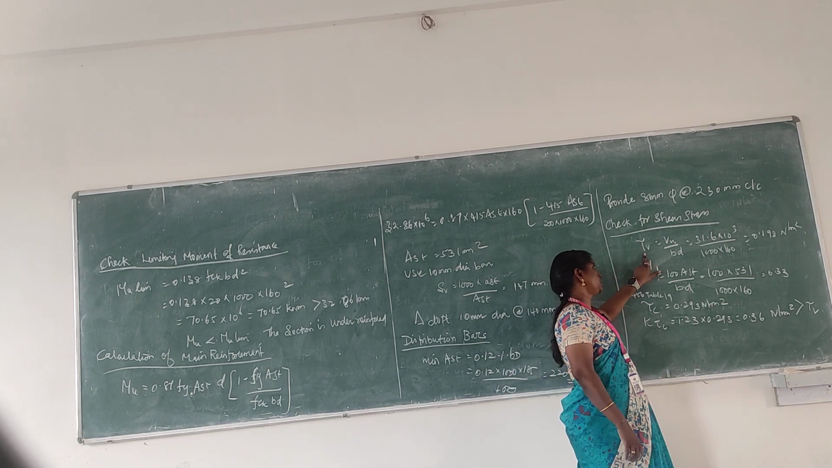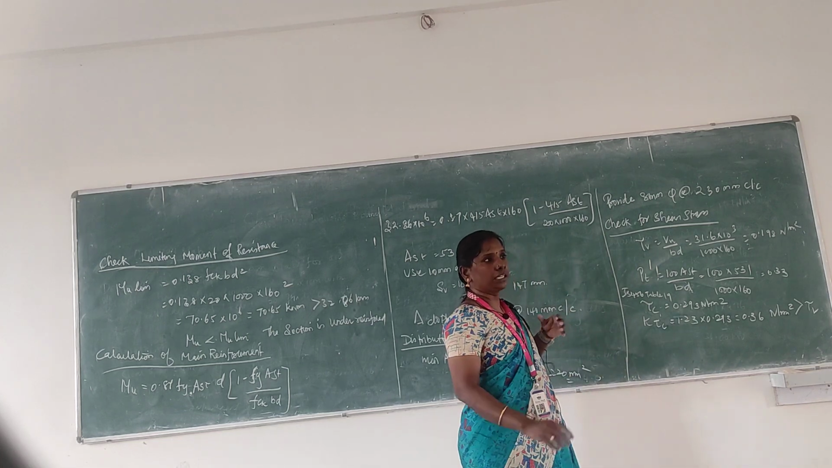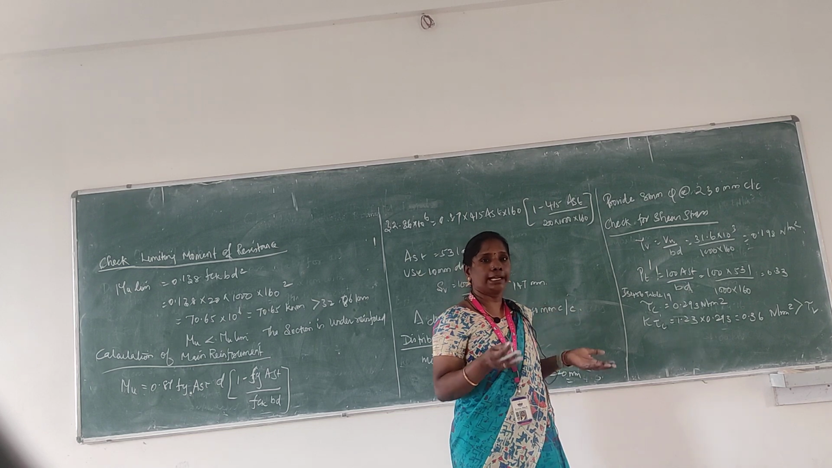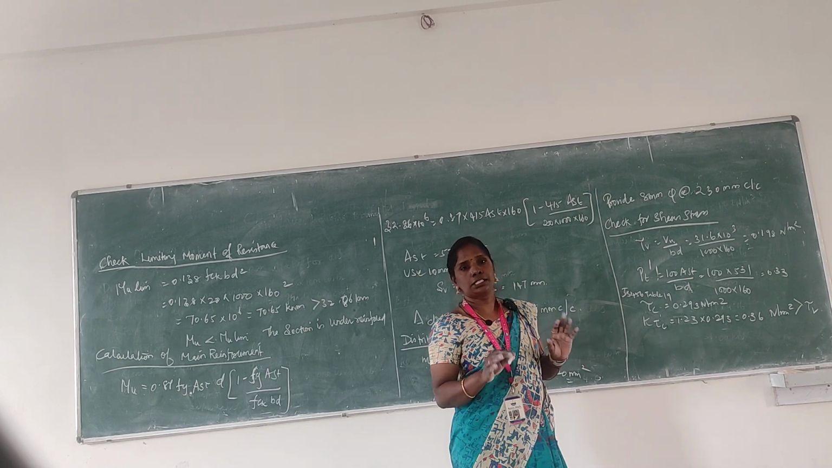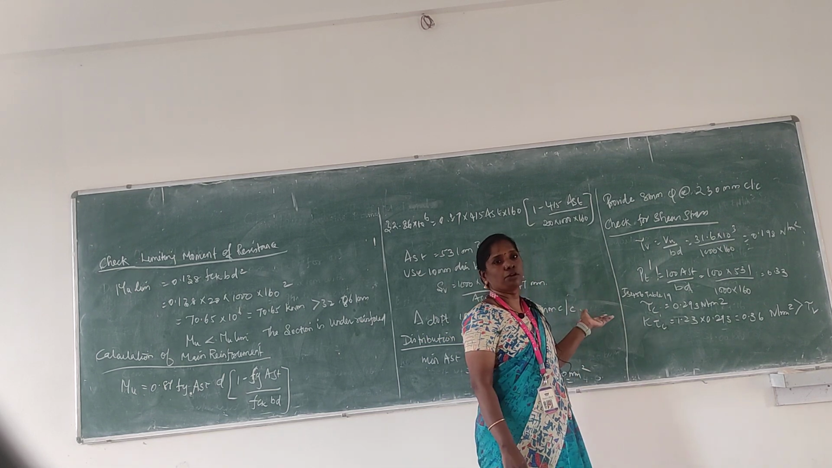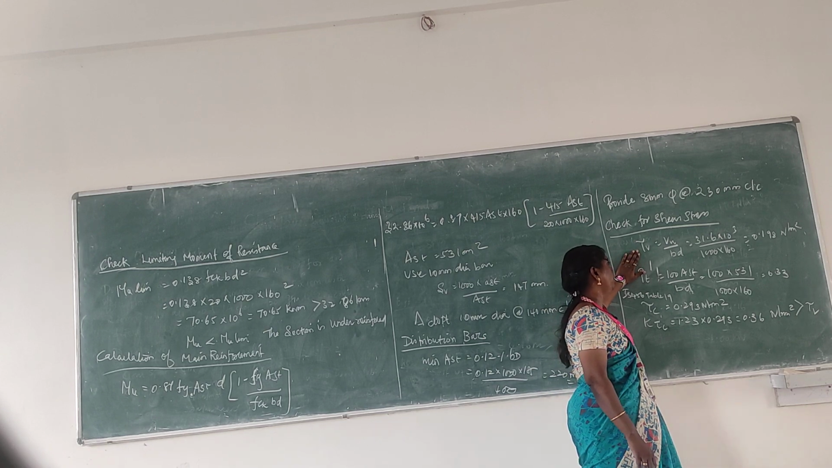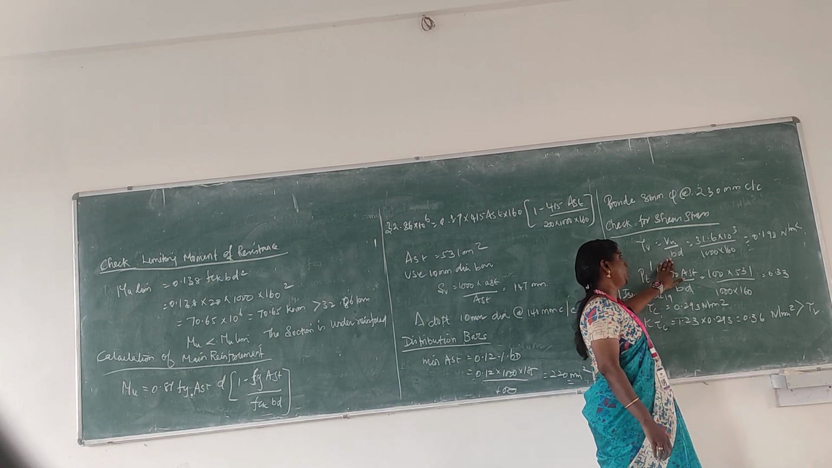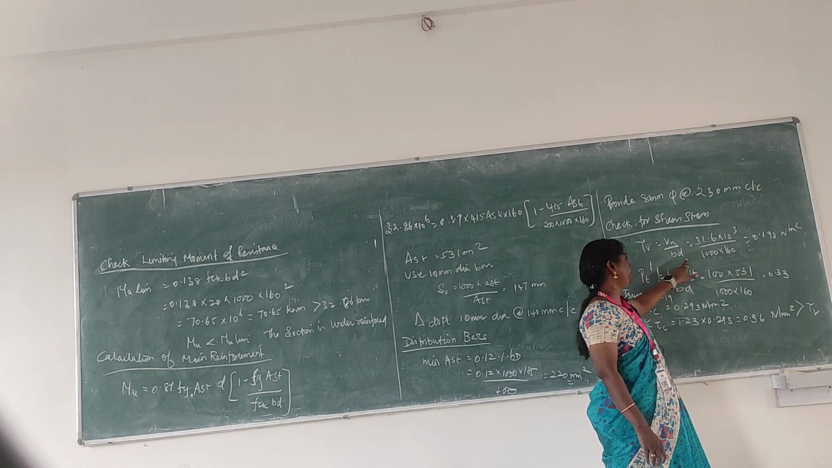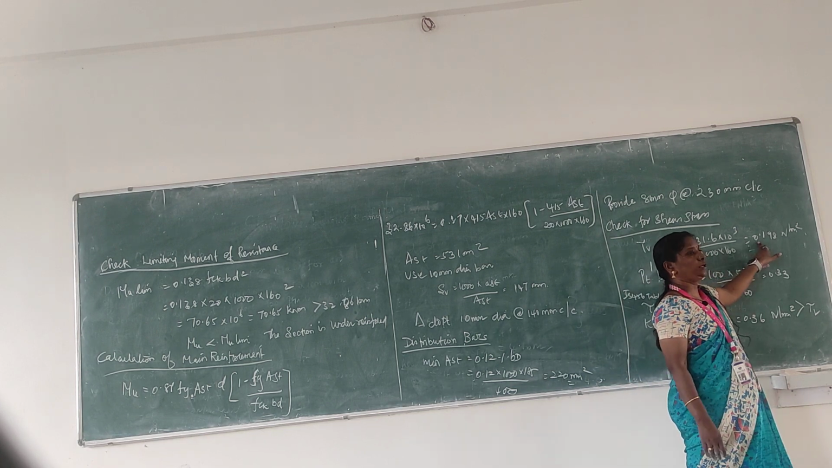For the shear stress we have to find out the nominal stress and permissible stress. If tau V is less than tau C, the shear is safe. If tau V is greater than tau C, we have to provide shear reinforcement. So, first we have to go for tau V. For tau V, the formula is Vu by bd, where V is the shear force, b is 1000 mm, and d is the depth. So, tau V value is coming 0.198.